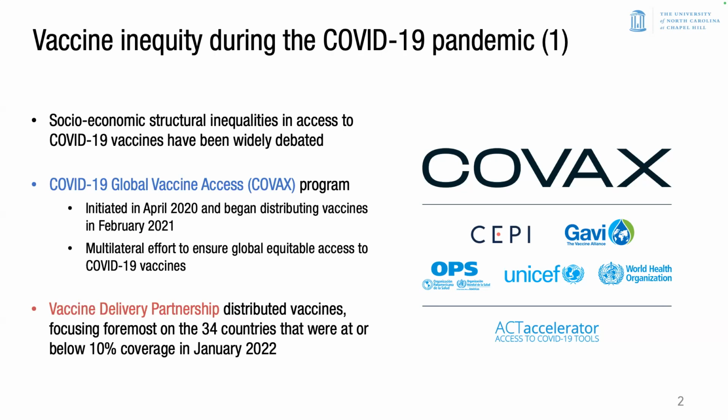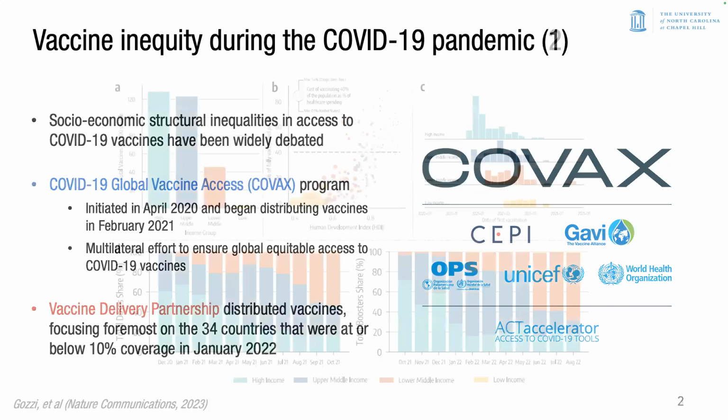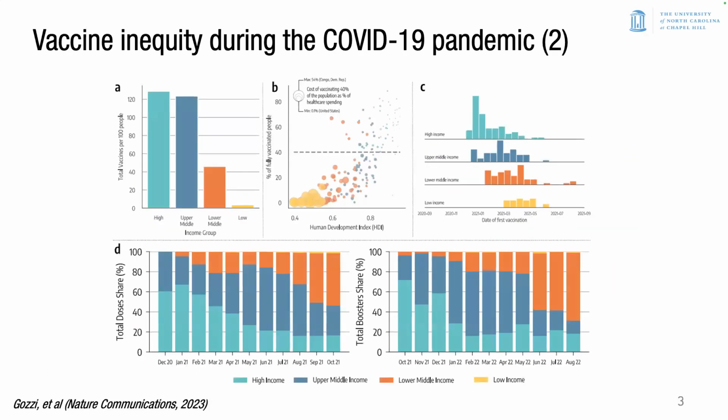In response to this challenge, the COVAX program, officially known as the COVID-19 Global Vaccine Access Program, was initiated in April 2020. This is a multilateral effort involving various world organizations, including UNICEF, WHO, CEPI, and Gavi, to ensure global equitable access to COVID-19 vaccines. COVAX also launched the vaccine delivery partnership, focusing primarily on distributing vaccines to the 34 countries that had a vaccination coverage at or below 10% in January 2022. Despite these efforts, I think vaccine inequity remains unresolved.